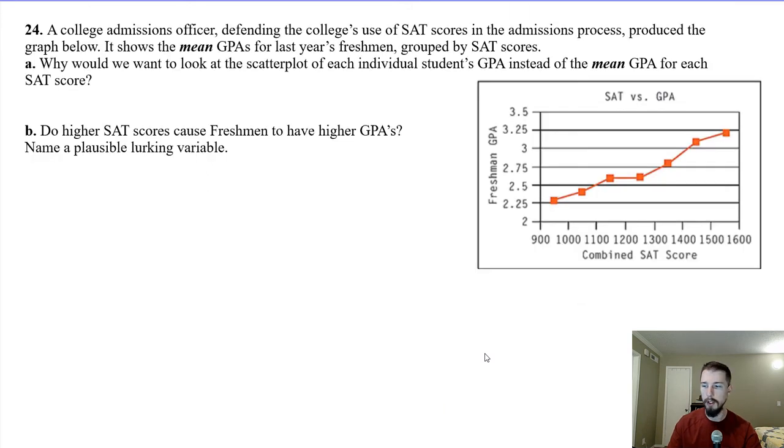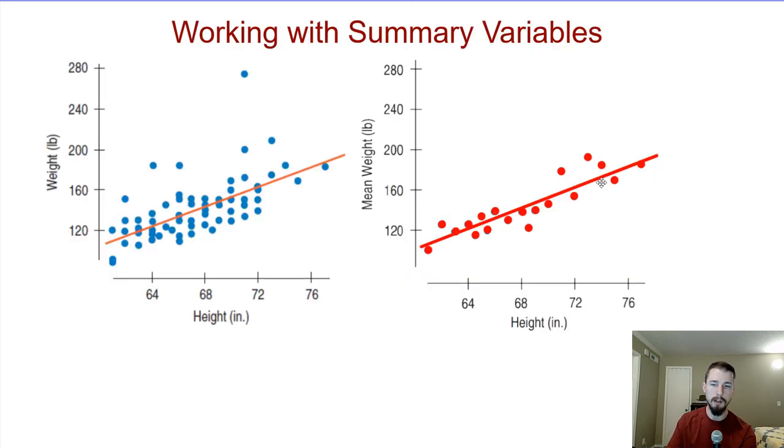All right, so let's go ahead and go through the problems here. Number 24, we'll do the even problems. A college admission officer defending the college use of the SAT scores in the admission process produced the graph below. It shows the mean GPAs for students of last year's freshmen. Notice the mean GPAs, again, we're using summary statistics just like we did here. So we artificially removed a bunch of variation in all the individual students by only expressing those based on the X values, based on the mean for the Y values.